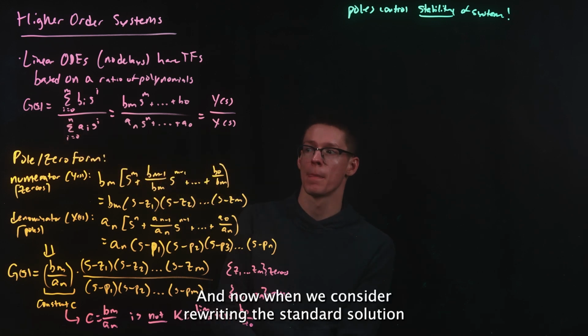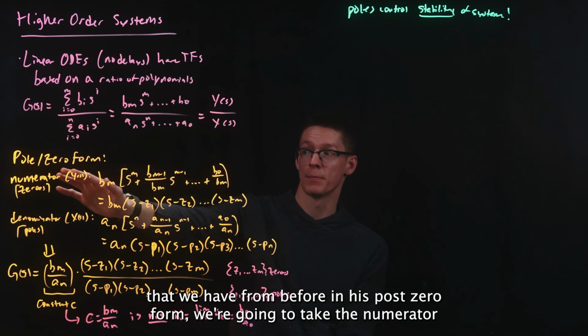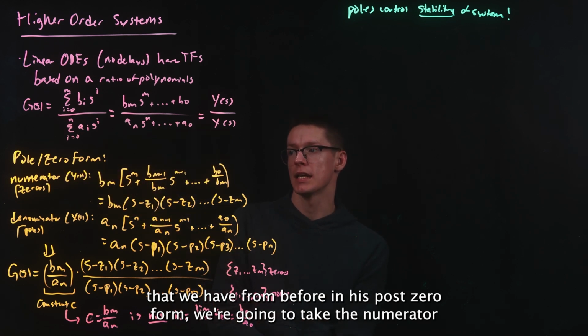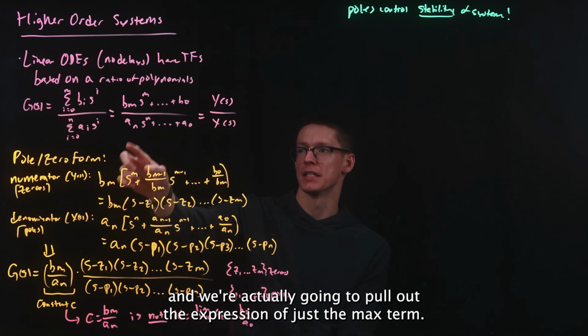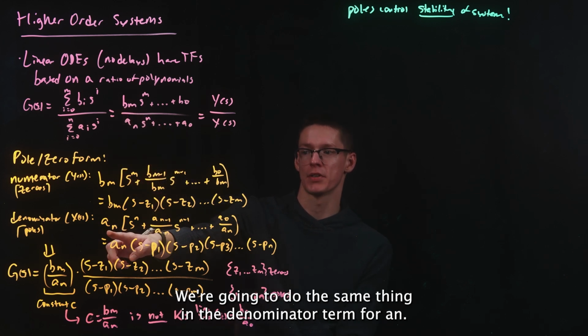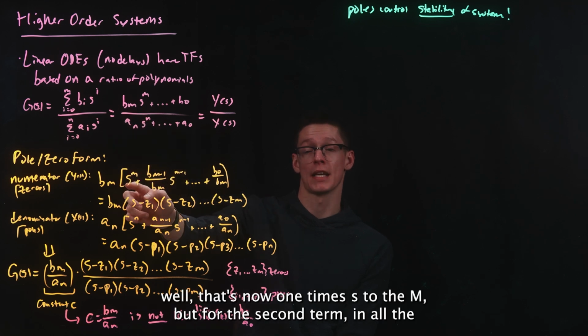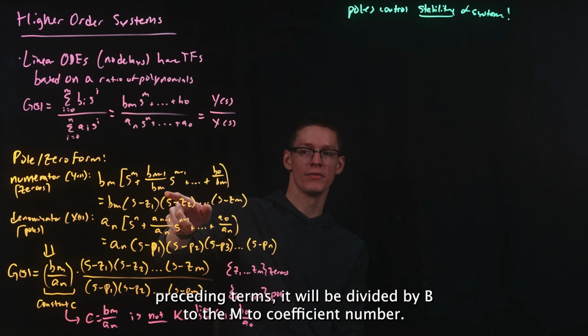We could do the same thing in the denominator with our coefficients a_i going from 0 to n. Now, when we consider rewriting this standard solution from before in its pole-zero form, we're going to take the numerator and pull out just the max term, b_m. We're going to do the same thing in the denominator for a_n, and what we find is that for the first term, that's now 1 times s to the m. But for all the preceding terms, they will be divided by b_m.